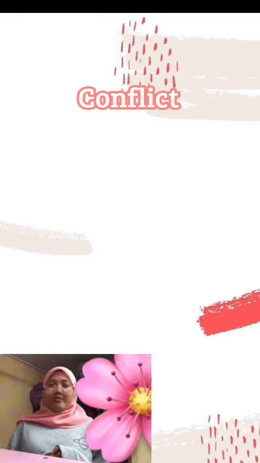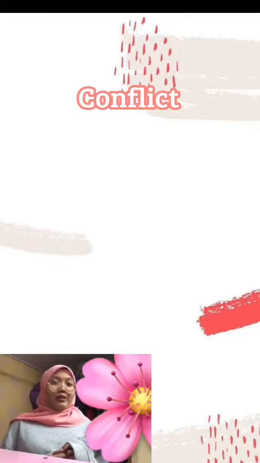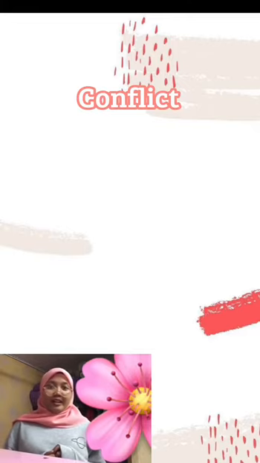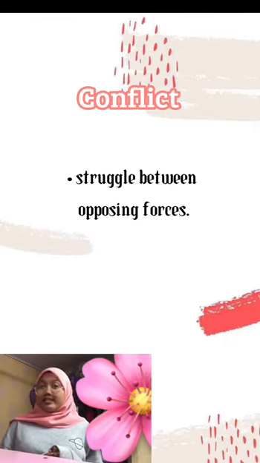We also have an element which is conflict. What is conflict? Must be everyone is wondering, right? Okay, let me tell you guys. Conflict in a story is a struggle between opposing forces. Characters must act to confront those forces, and that is where conflict is born. If there is nothing to overcome, there is no story.